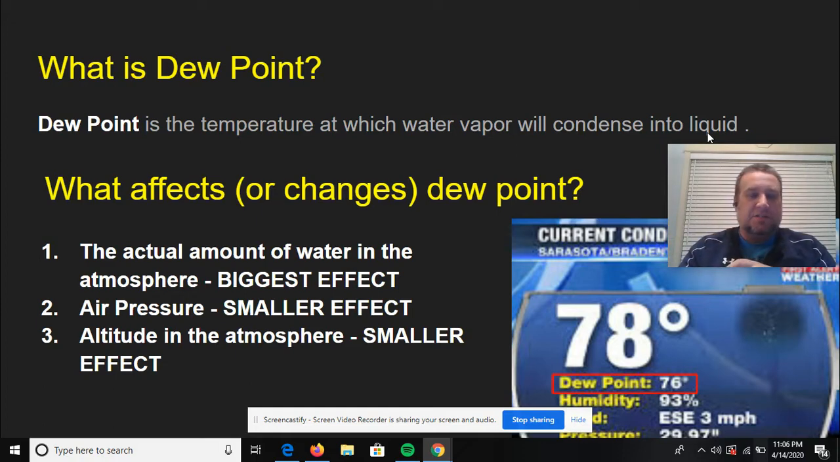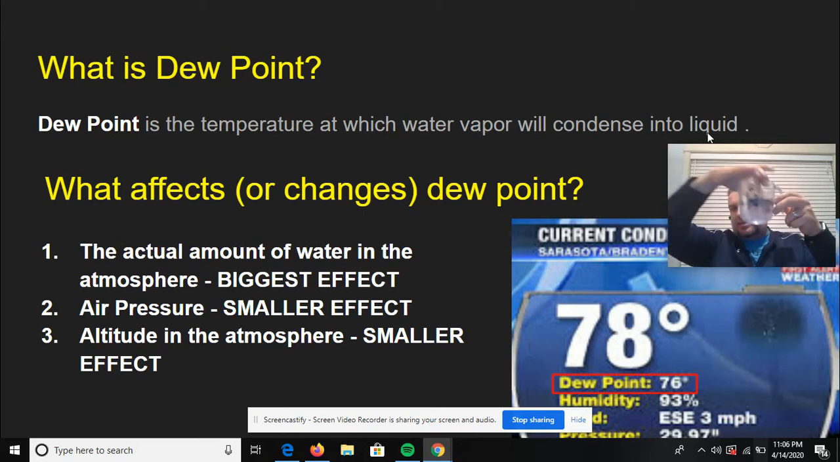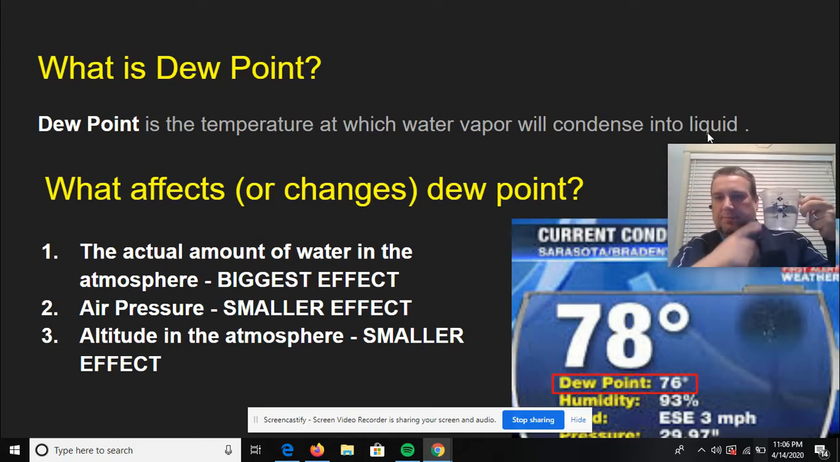And what changes dew point? What makes dew point happen? There are three basic things. It's kind of two and a half. First thing is how much water is there. So if I had this glass of water, dew point is simply put how much water is in the atmosphere, and the more water that is in the atmosphere, the higher the dew point is going to be, and the less water there is, the lower the dew point is going to be.